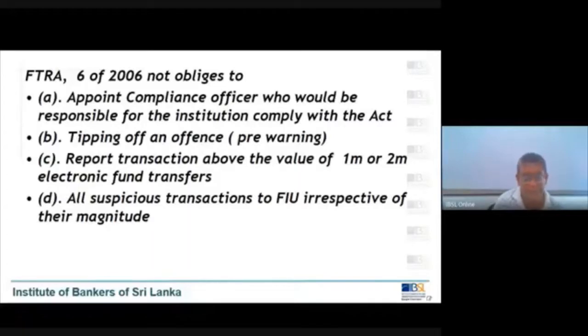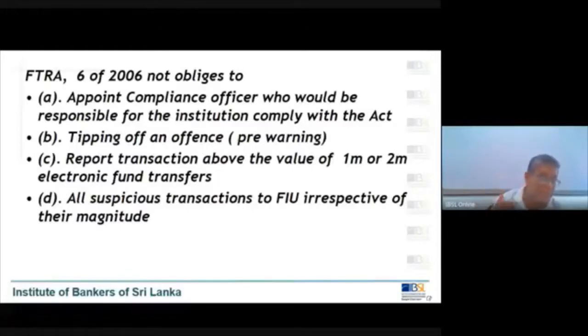Now we go to C, report transactions above the value of 1 million or 2 million electronic transaction. According to the Financial Transaction Reporting Act, all banks are supposed to report transactions done by an individual. What is the minimum amount, maximum amount? That is called CTR reports. You need to have it computer generated. Whether it is an electronic fund transfer or any transaction, what is the threshold amount? 1 million in Sri Lanka.